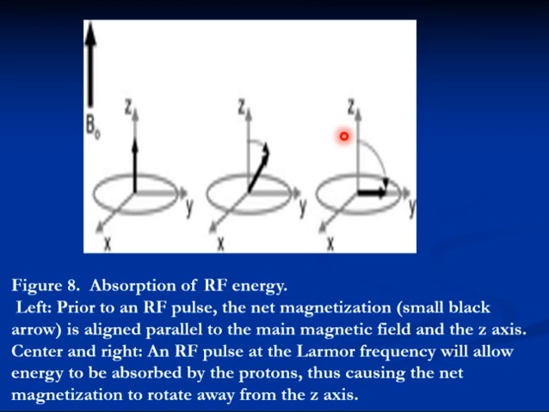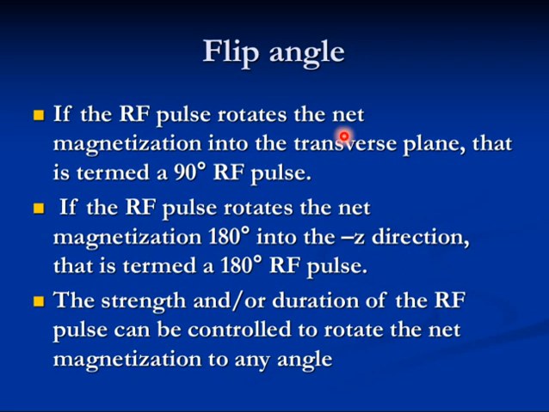So far it's easy, I hope. So now we have a new thing, something called the flip angle. How much does it change, by what angle? If the RF pulse rotates the net magnetization into the transverse plane, then the RF pulse is a 90 degree pulse. You can control how much it goes into the transverse plane.